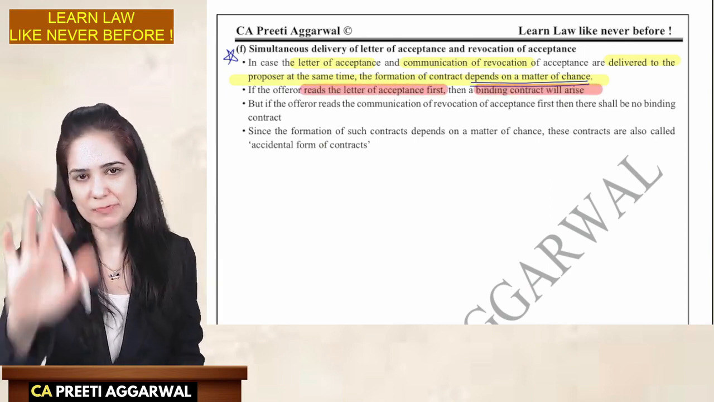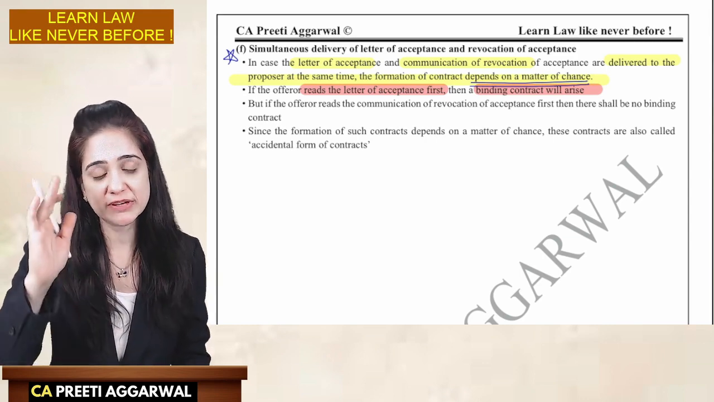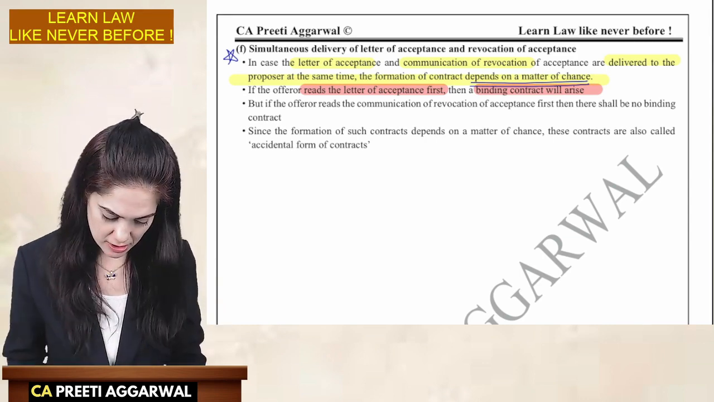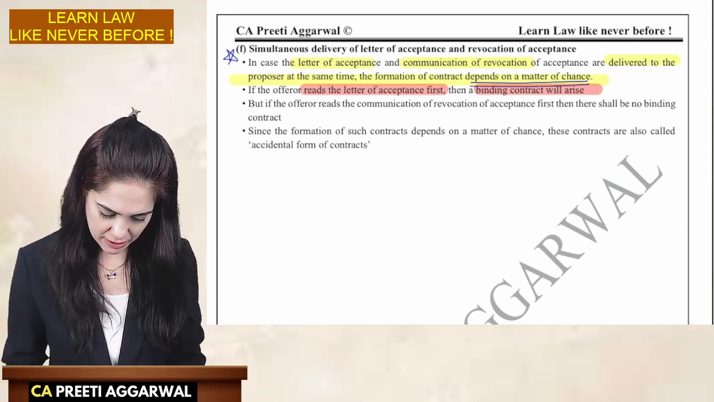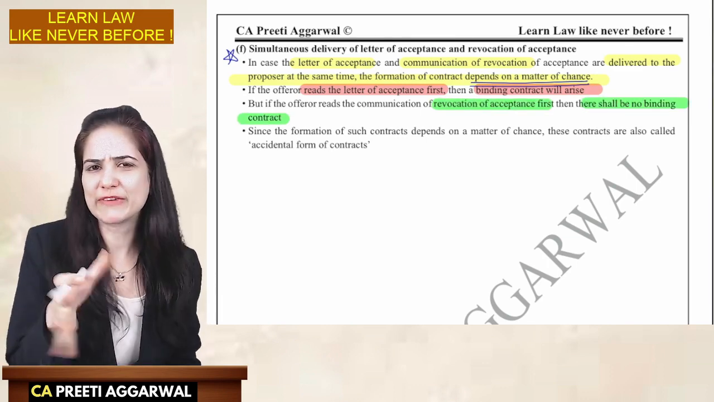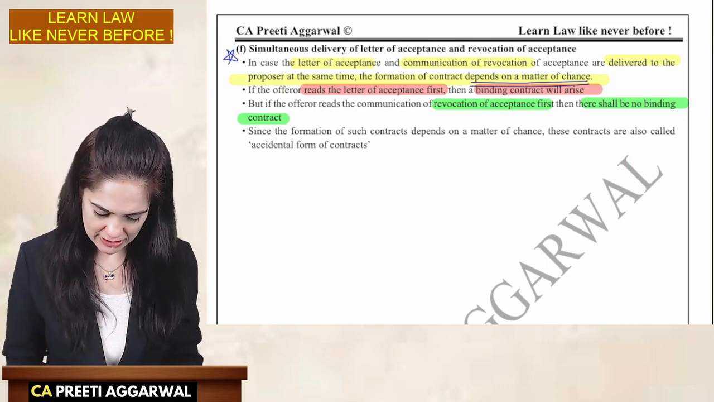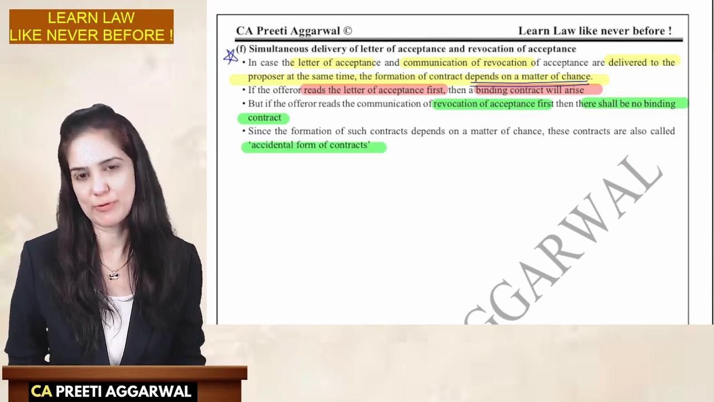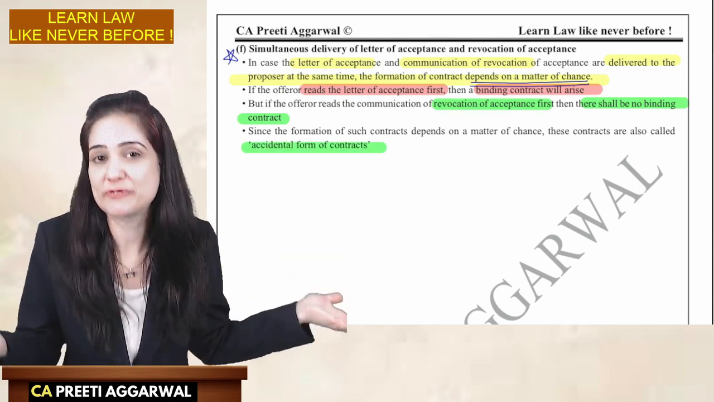But logically speaking, nobody will read that first. They will always read the urgent message first. But if he reads the revocation first, then there is no contract. So we don't know whether a contract will be made or not. That is why these are known as accidental forms of contracts. Depends on whichever letter is opened first.